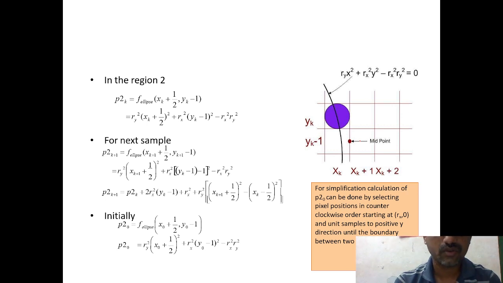Initially, P20 equals f ellipse of (x0 plus 1 by 2, y0 minus 1), that is ry square (x0 plus 1 by 2) whole square plus rx square (y minus 1) whole square minus rx square ry square. So here, for simplification of the calculation, P20 can be done by selecting the pixel positions in counterclockwise and clockwise order, with coordinate values x comma 0 and unit samples in the positive y direction until the boundary between the two regions. So first we have to find only one boundary, then we can calculate all the values of the particular ellipse.